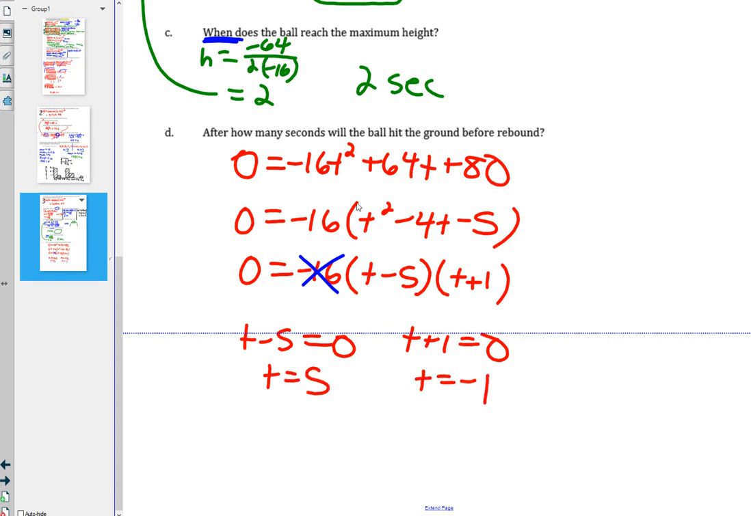So unless you have a time machine and can go back in time, how long is it going to take the ball to hit the ground?